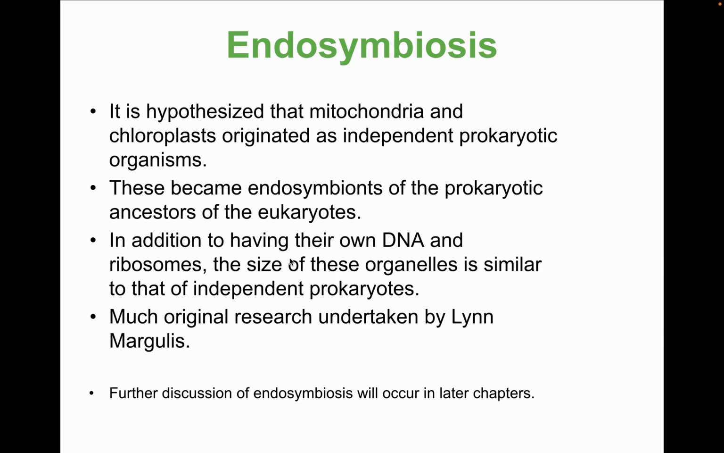In addition to having their own DNA and ribosomes, the ribosomes of these organelles are actually similar to those of independent prokaryotes. This is very interesting, because mitochondria and chloroplasts are basically like invaders from the outside, but since they have been living in us for so many millions of years, they have adapted to our bodies, and they actually peacefully divide with our cells now. A lot of research was undertaken regarding the endosymbiosis relationship, which is when one cell consumes another and it ends up working together.